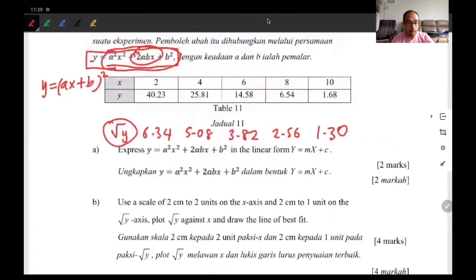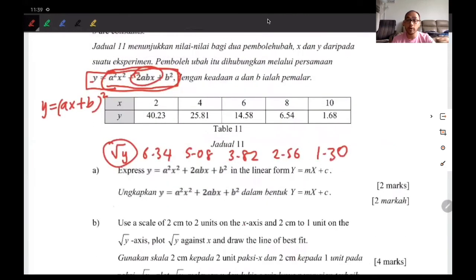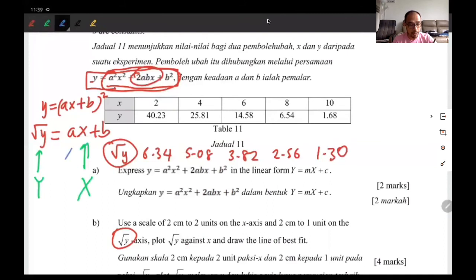And that's where I get the square root of y, because square root of y equals to ax plus b. So if this is my y-axis, this is my x-axis, saya boleh nampak sudah, ini apa? Gradient. And ini y-intercept. So the linear equation is not difficult. It is the non-linear equation. Kalau kamu nampak ini dan kamu tidak tahu kan, you don't know how to do.